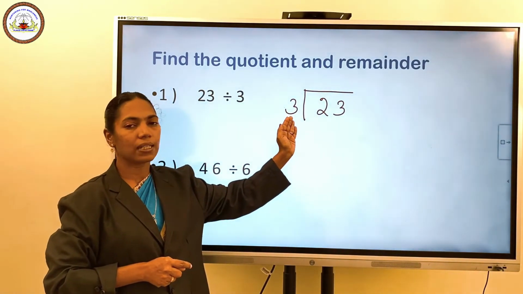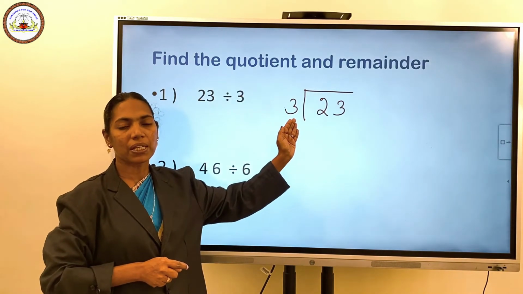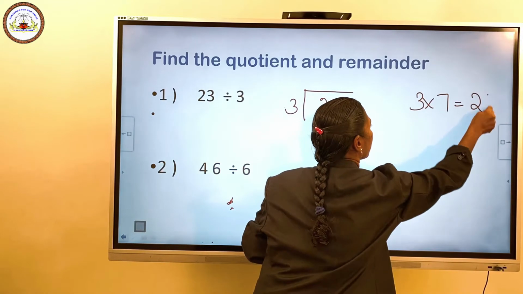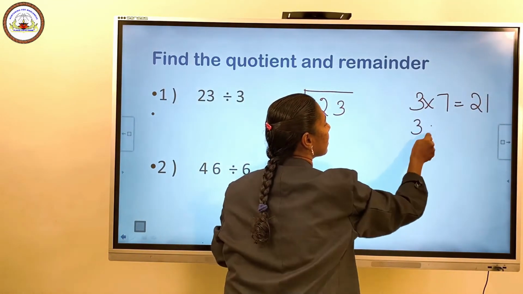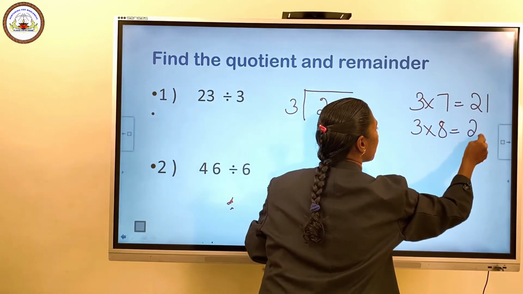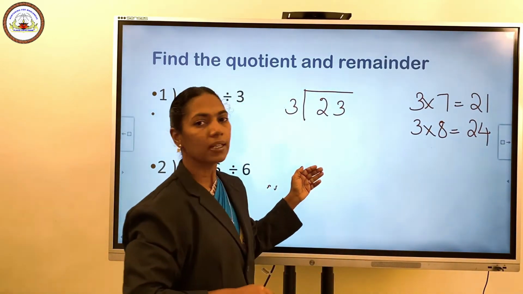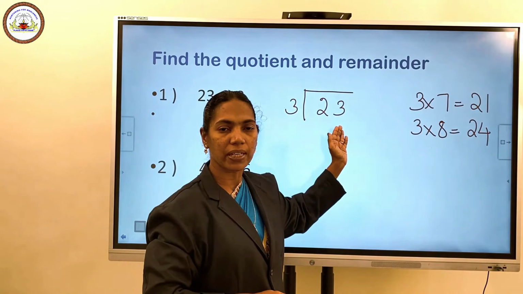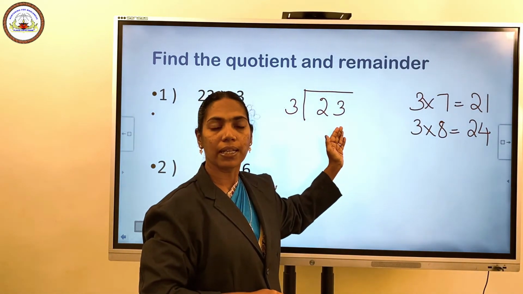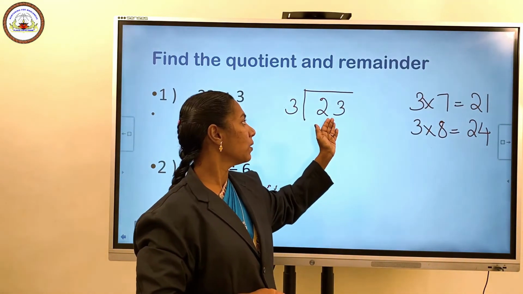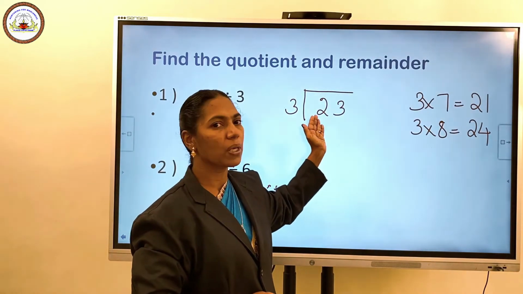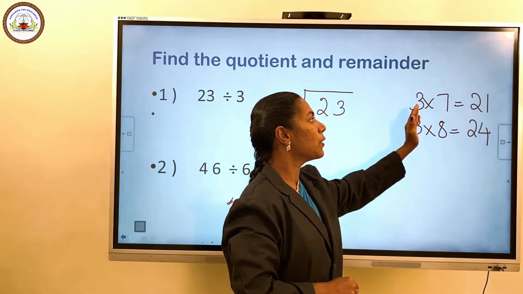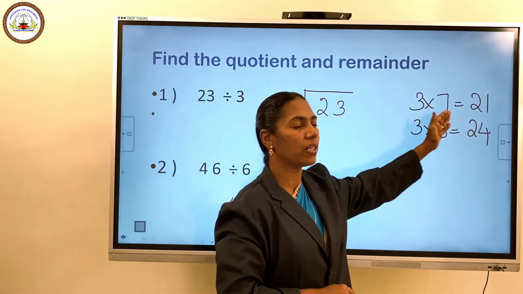23 divided by 3. From the multiplication table of 3, you know 3 7s are 21. 3 8s are 24. Here 24 is greater than 23, so we cannot take that 24. Take a number less than this 23. So just below this 23, we get 21. So take 3 into 7 is equal to 21.